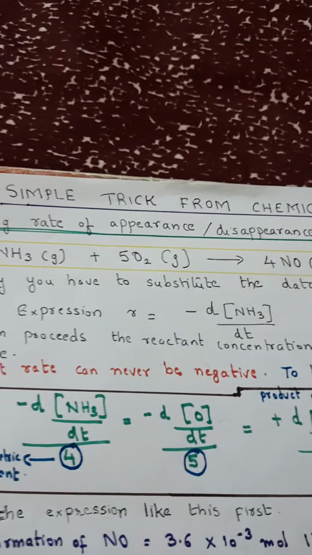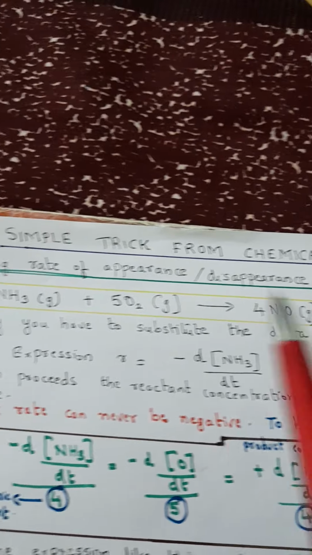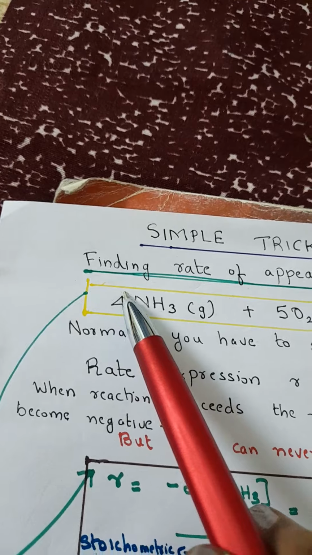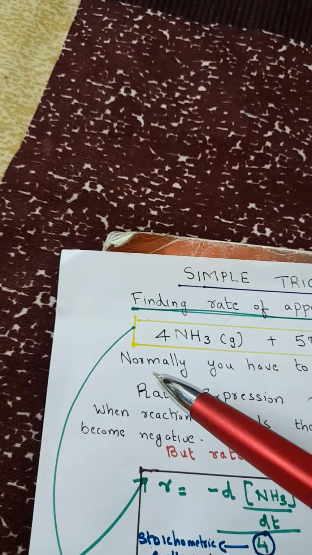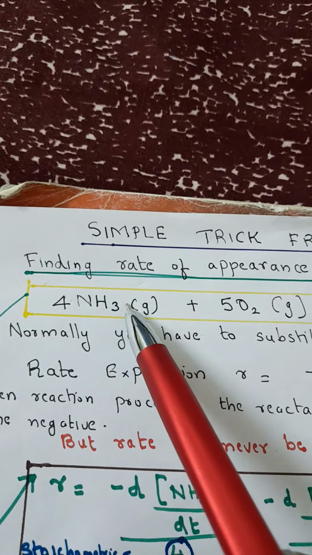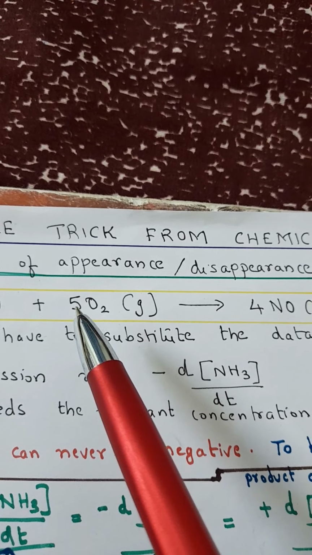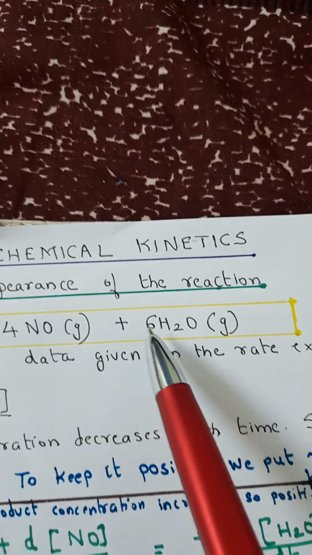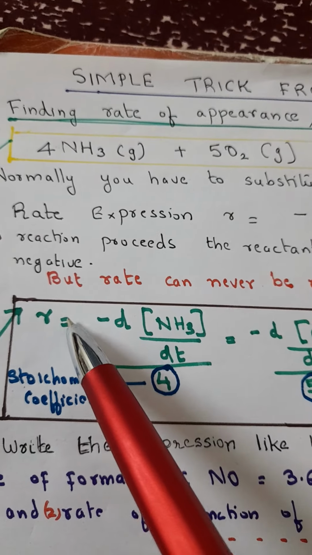Now let us write the rate expression for the equation given here. One more point: the numbers which we use to balance the equation, 4, 5 and so on, we call the stoichiometric coefficients. What is the stoichiometric coefficient for NH3? It is 4. For O2, it is 5. For NO it is 4, and for H2O it is 6. So remember that. Now we will write the expression for rate.